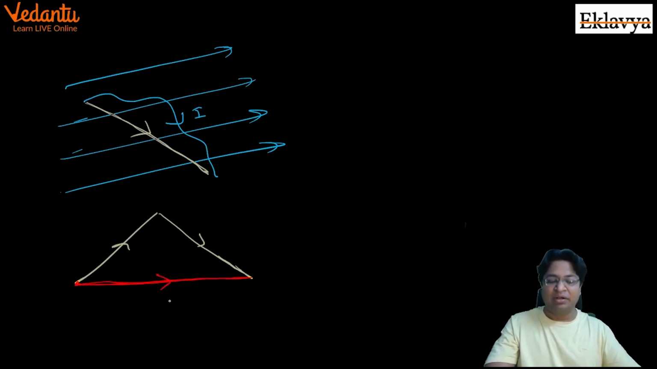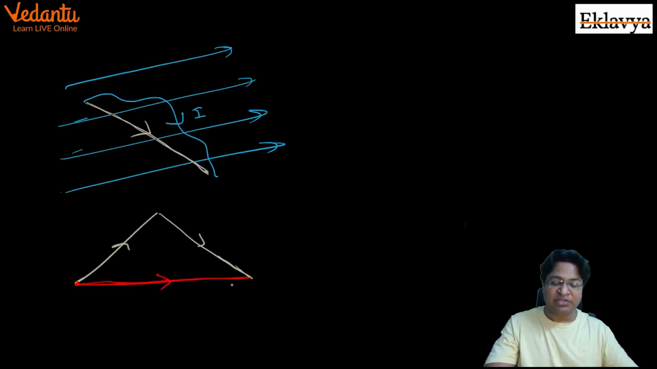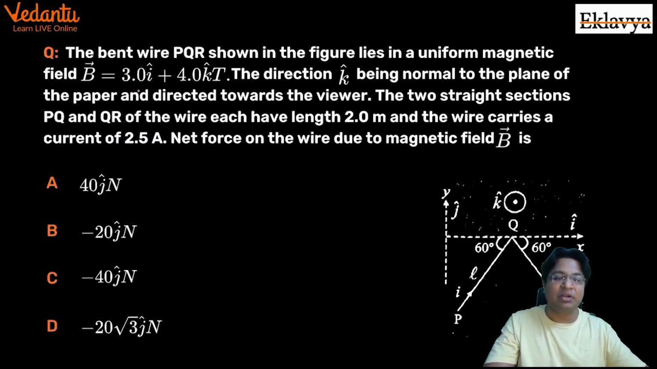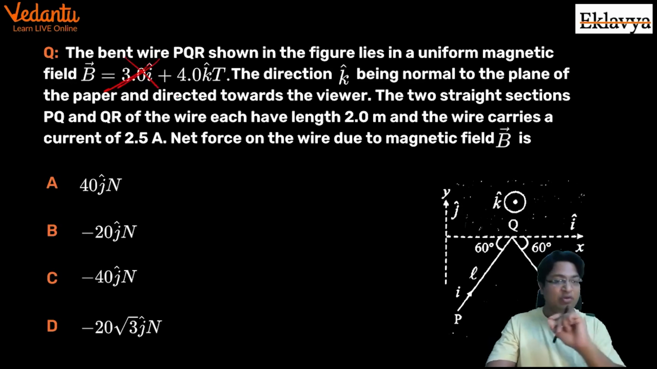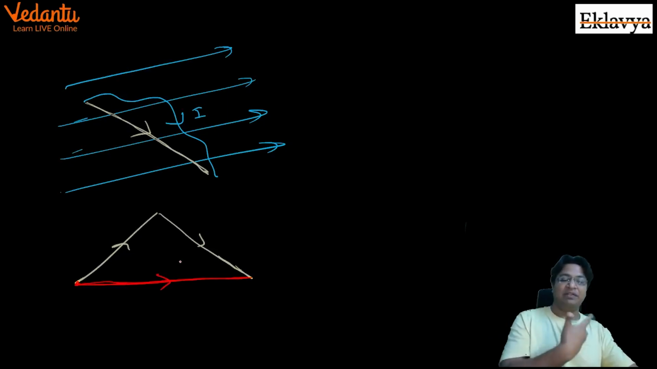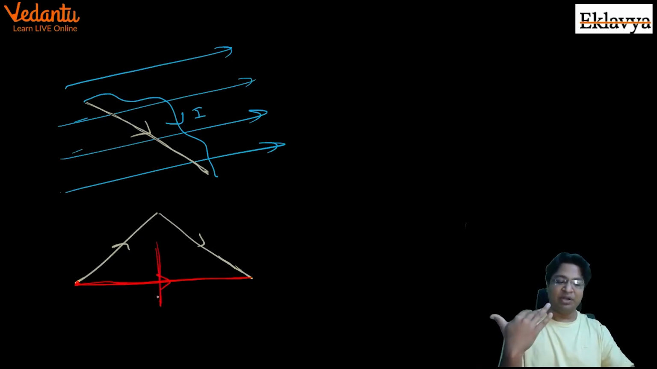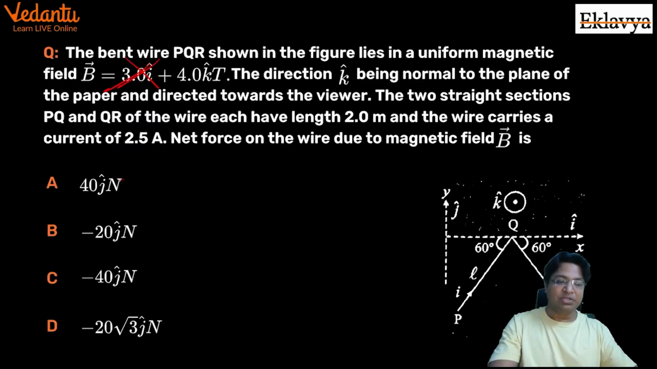So when we connect the endpoints in the given figure, we get a straight wire which is parallel to the x-axis, and therefore the x component of the magnetic field will not cause any force. The z component will cause force. Z component is outward, so magnetic field is outward, current is towards left, so the force will be downward in the negative j direction. So any option with a positive value of j would not be correct.